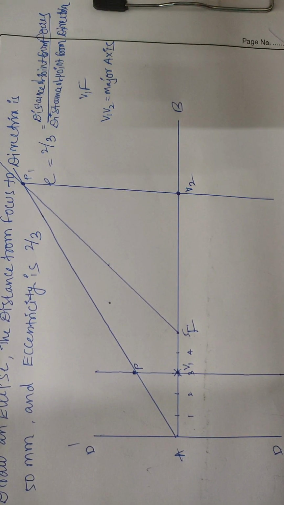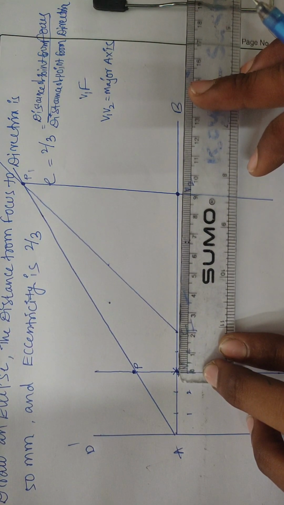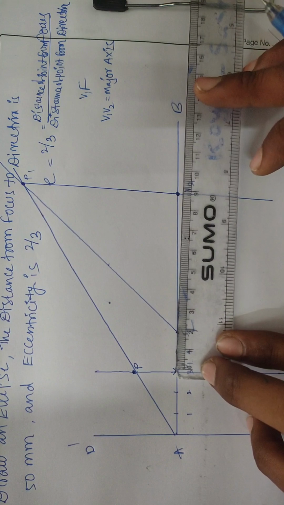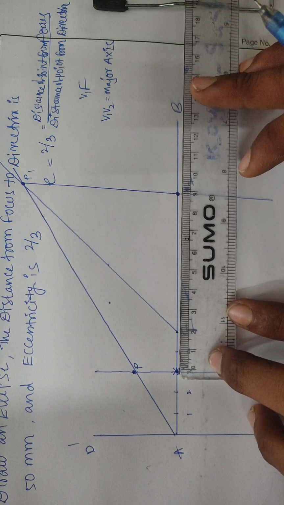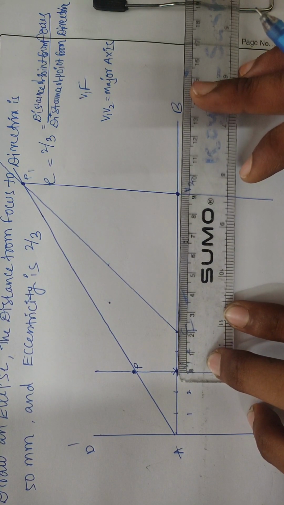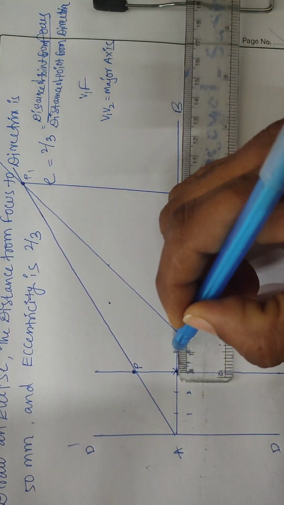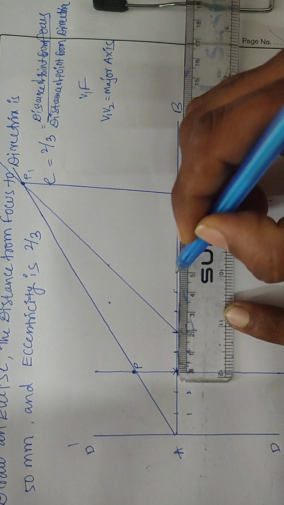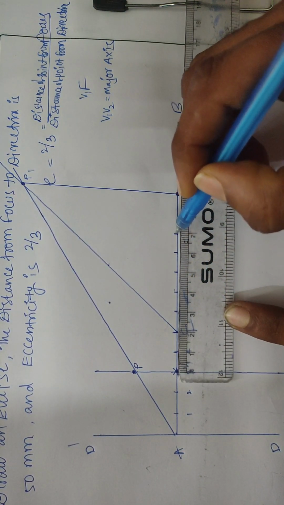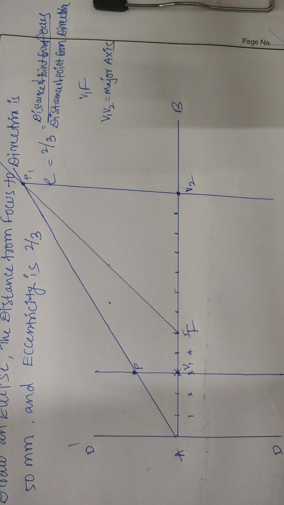Next, measure the distance between V1, V2, and here I am measuring it. I have 90 mm between V1, V2. Now divide this into some equal number of parts. Here I have 90 mm, so I am dividing this into 9 equal parts, keeping each part as 10 mm: 1, 2, 3, 4, like this we need to divide it into equal parts.